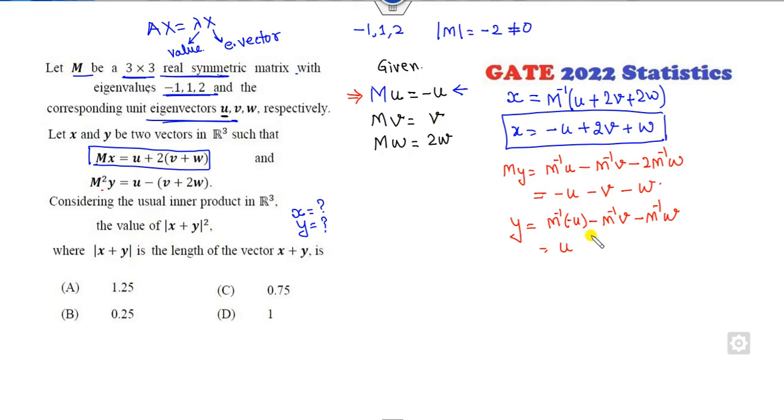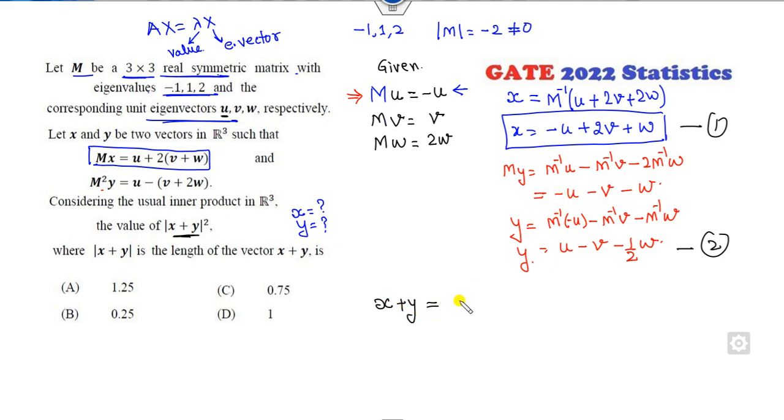It's a plus of u. M inverse of it's my minus of v. M inverse of v is my half of w. Now this is the value of the y. So from the 1, from the 2, we need x plus y. So you can find the value of x plus y.